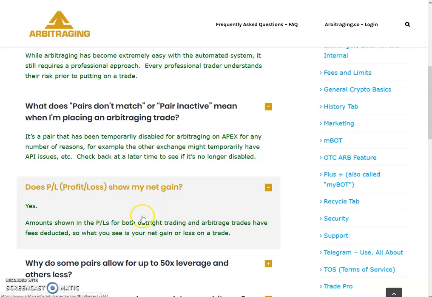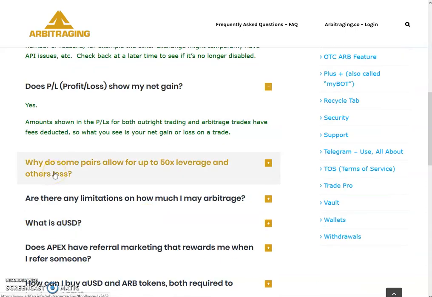It will not show you your profits including the fees, so you can see your net profits in that. So you can close the trade even if the trade is at $10 profit, because it has already deducted the amount of fees from that. Okay, now let's move to the next question.